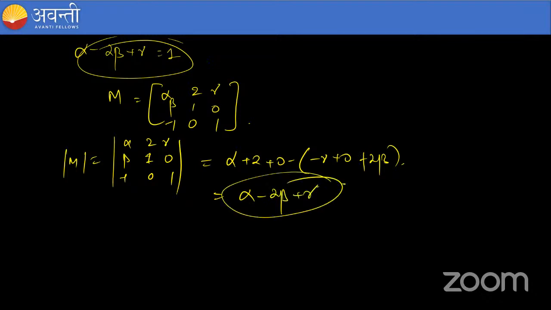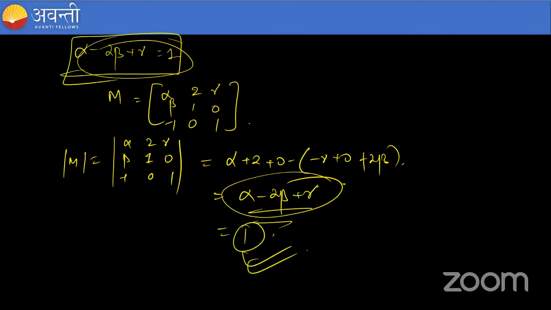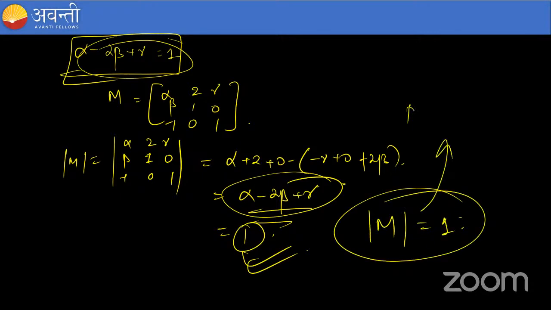So alpha minus 2 beta plus gamma value we have already found out, right guys? So alpha minus 2 beta plus gamma value is how much? From this equation you can tell, right? So this is equal to 1. So that is why mod of M or determinant of M in this case is equal to 1.